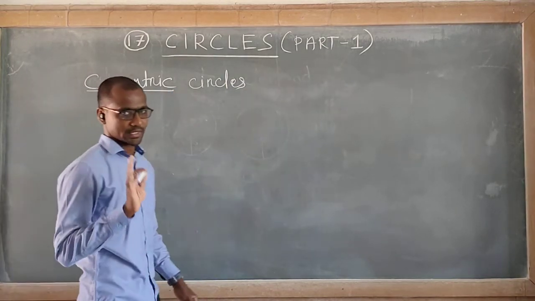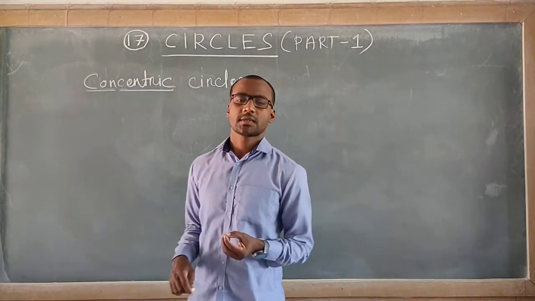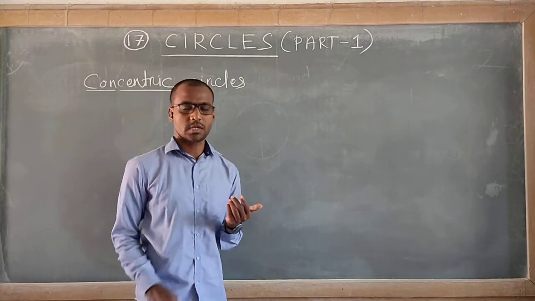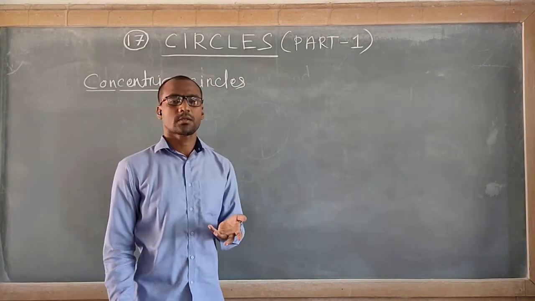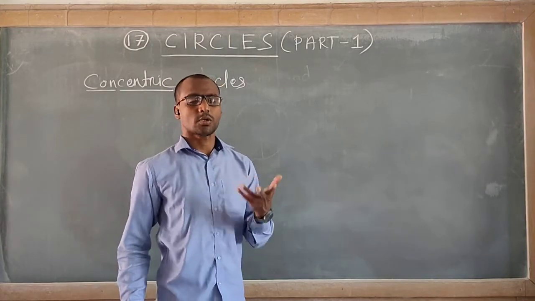Concentric means same center. Two or more circles having the same center are called concentric circles. Two or more circles which have the same center but different radii are said to be concentric.